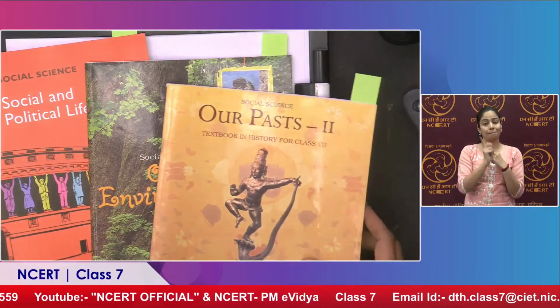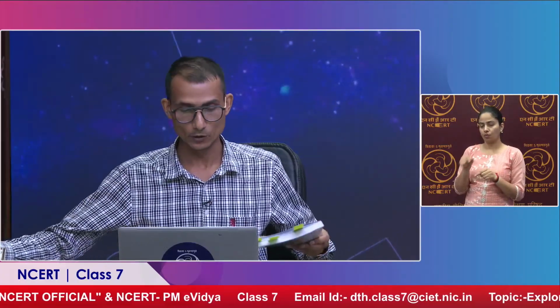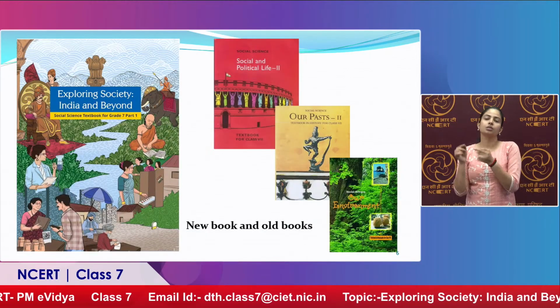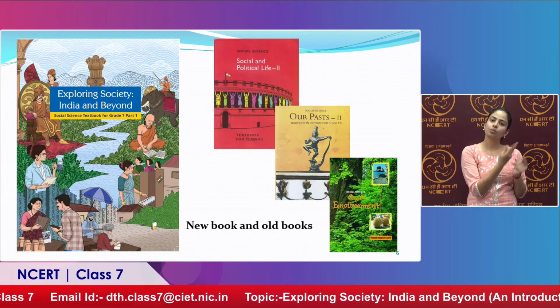But the existing book that has been recently launched, that is there in the public domain, covers the whole of social science in only 1 book. So that is a very unique feature about that particular book. As I have said earlier, we were having 3 books, now we have only 1 book.